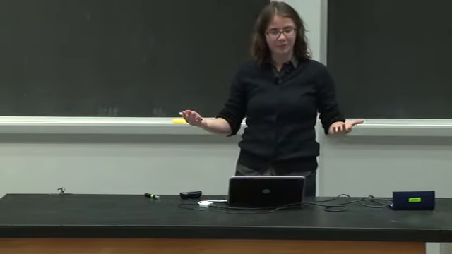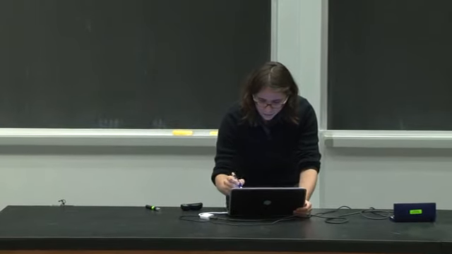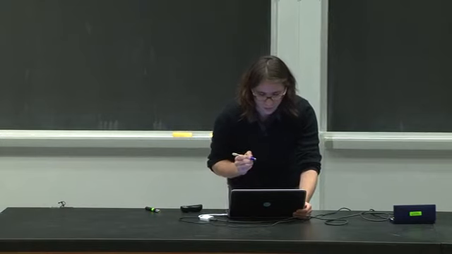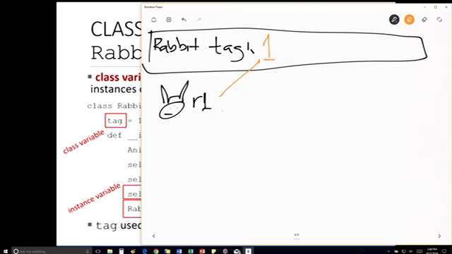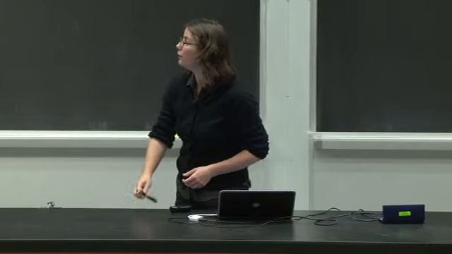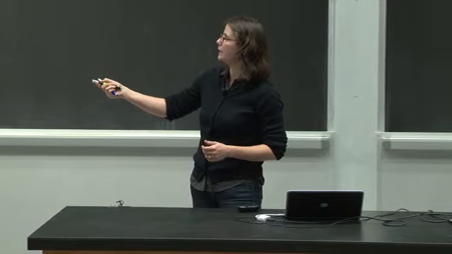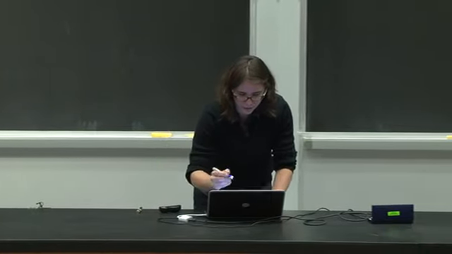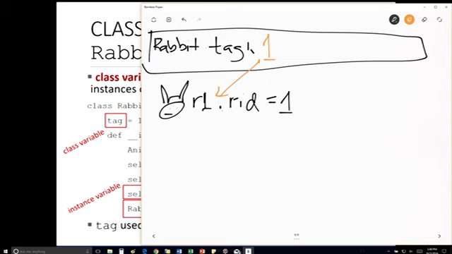R1 is going to be a new rabbit that we create. When I first create this new rabbit, it's going to access the class variable, whose current value is 1. So when I create the rabbit ID, r1.rid, this is going to get the value 1. And according to the code, after I set the rabbit ID to whatever tag is, I'm going to go back up here and increment the tag to be 2.